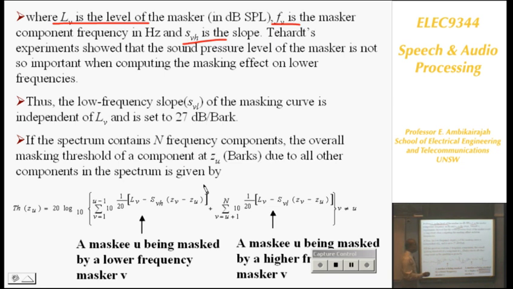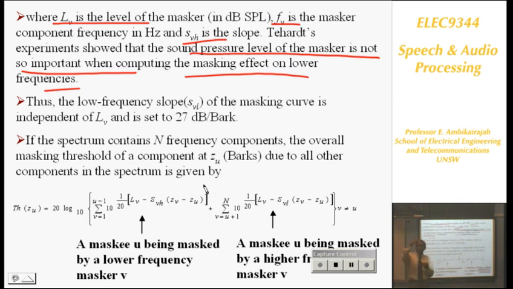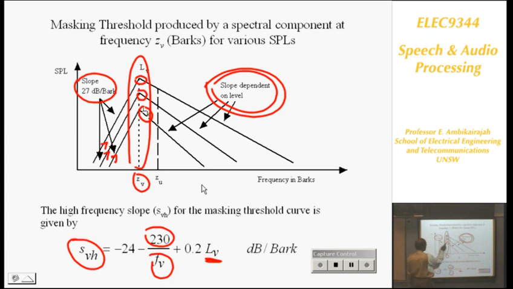So Terhardt's experiment showed that the sound pressure level of a masker is not so important when computing masking effects at a low frequency. So you really don't need to work out the sound pressure level at the ear. As long as you know the level inside the inner ear, you can work out the masking. But there's a translation between the actual level at the inner ear and the sound pressure level. Okay? Thus, the low frequency slope of the masking curve is independent of the level. Remember, I showed you that? No matter what level it is, these slopes are equal.